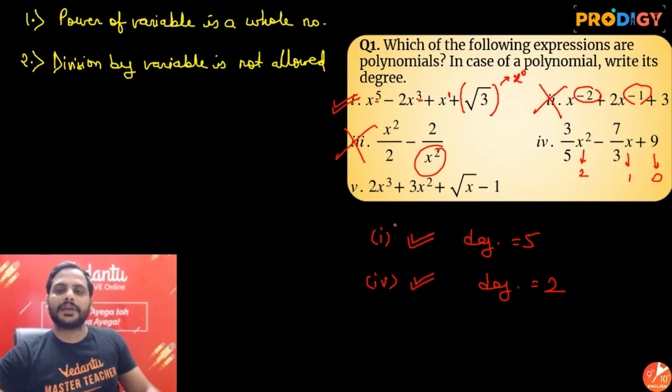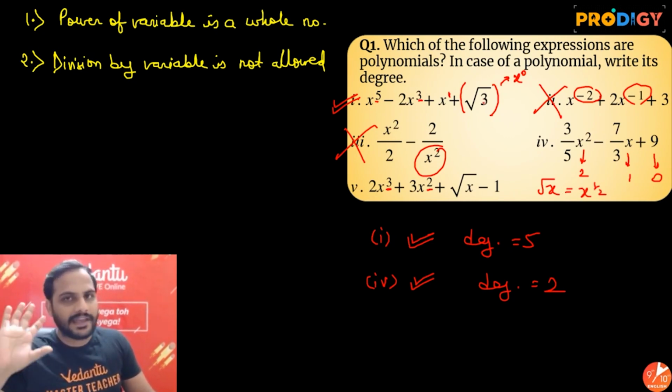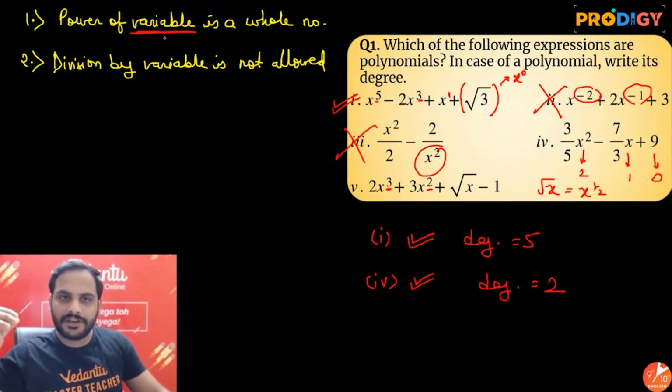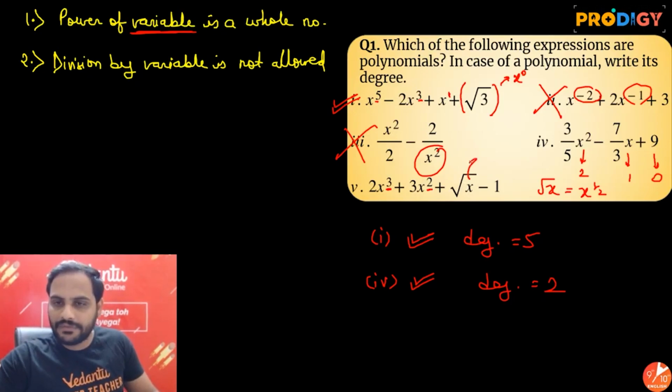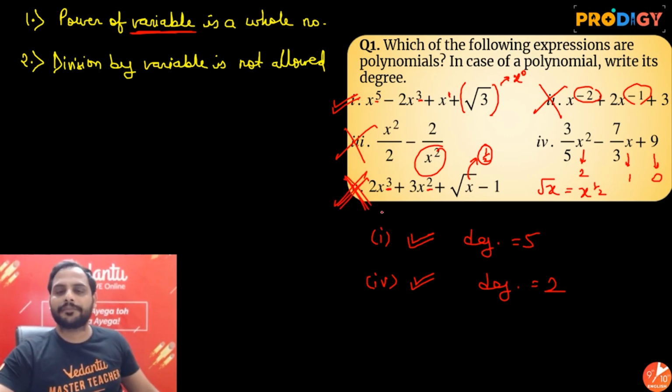Fifth one, power 3, power 2. Here power is 3, here power is 2. Root x, beta. Root x means the power of x is half. Earlier that was root 3. A number can have any power, we don't have any problem. We only look at the powers of the variable. In this case, the power of the variable is half, and we know half is not a whole number. That is why the fifth one is not a polynomial.